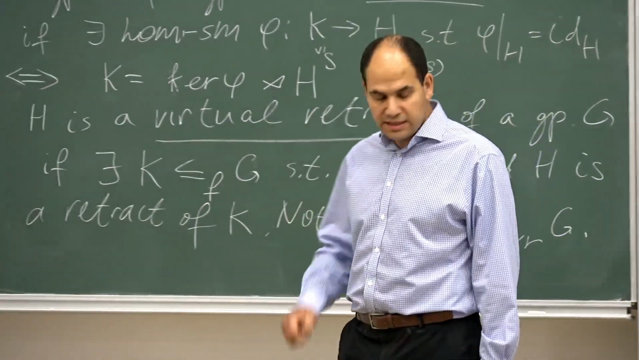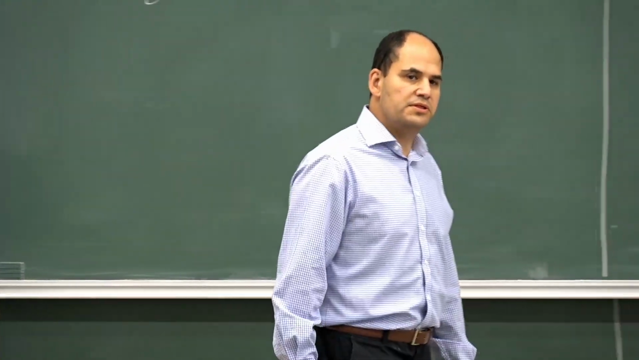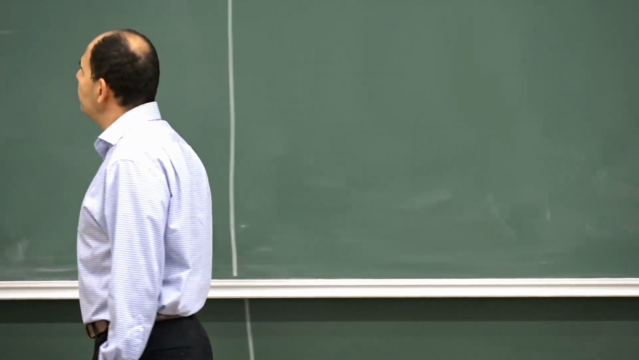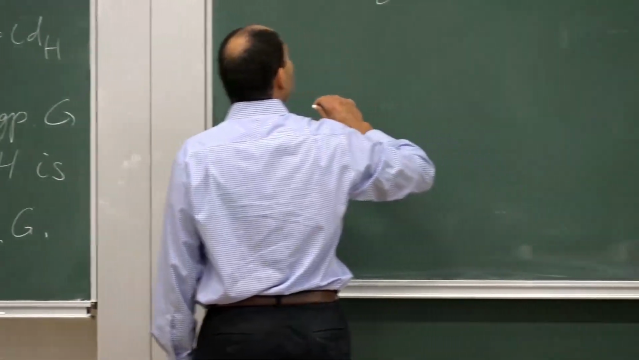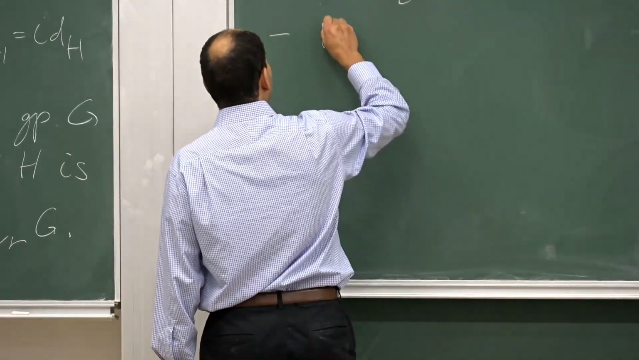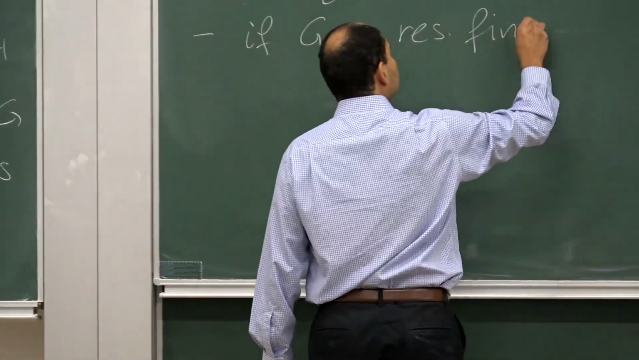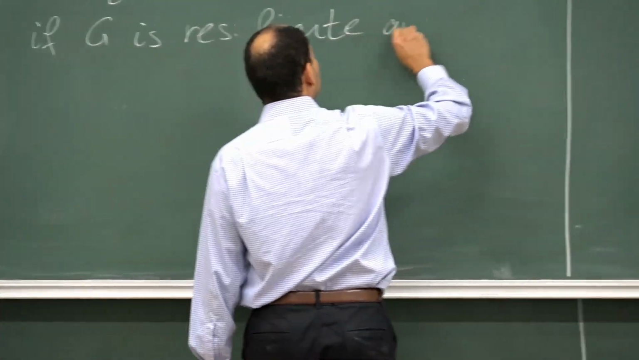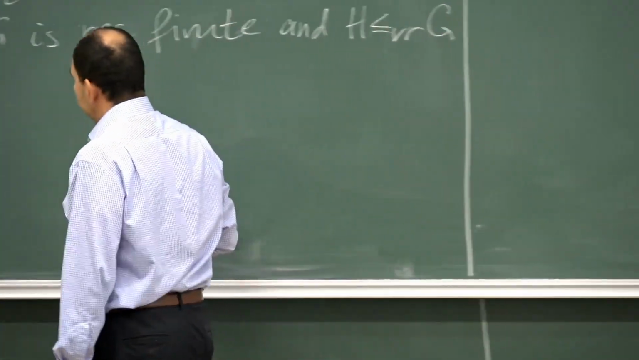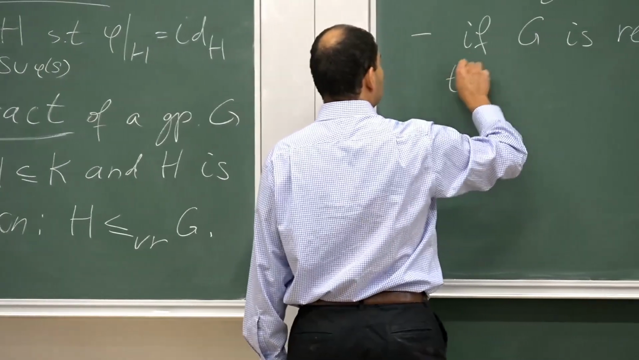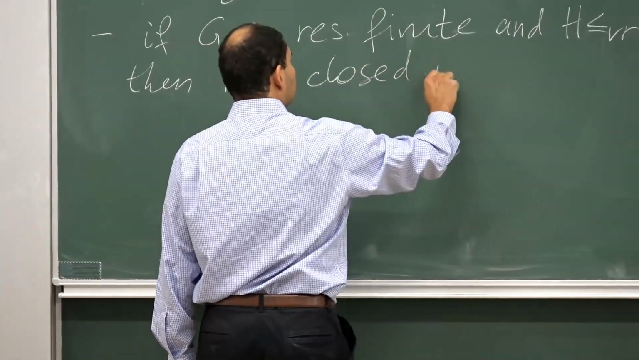Okay, so this is one reason why people care about it. The retract is always nicely embedded, and therefore it will also inherit lots of geometric properties of the group. Another reason why people care about virtual retracts is the following, also very well-known fact. If G is residually finite, and H is a virtual retract, then H is closed in the profinite topology, or separable.